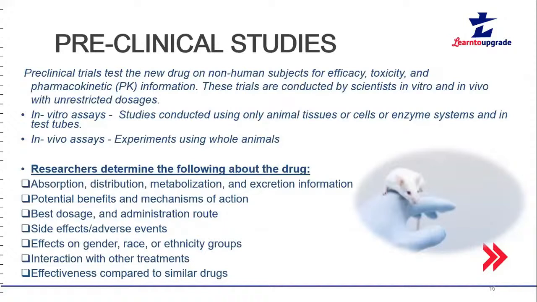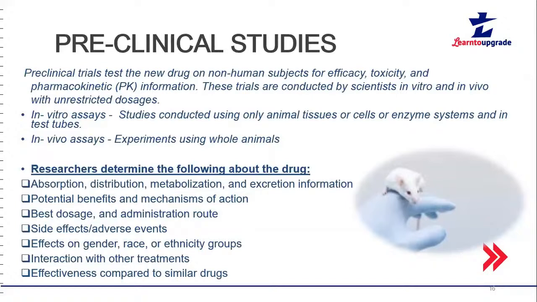Then the side effects or adverse events, we will also try to identify from here, the different side effects. Effects on gender, race, or ethnicity group. That means male versus female rats or mice, black versus white mice, mice from different geographical regions. We will try to check the drug on them. Then interaction with other treatments. If you are taking this treatment versus other treatments, is there any drug interaction or not? We'll also see some common drugs that are important for that class of drugs, and you will also see the interaction with them.